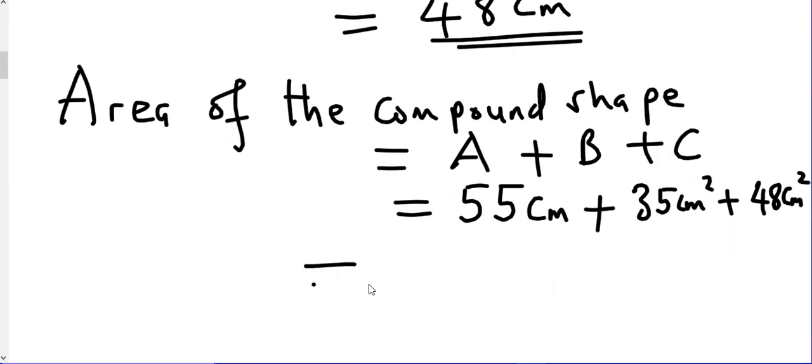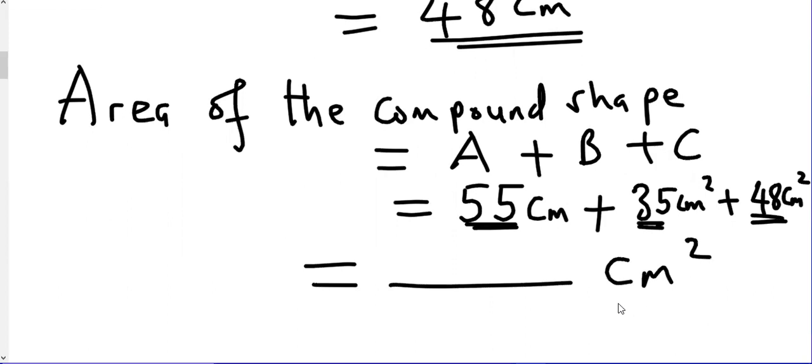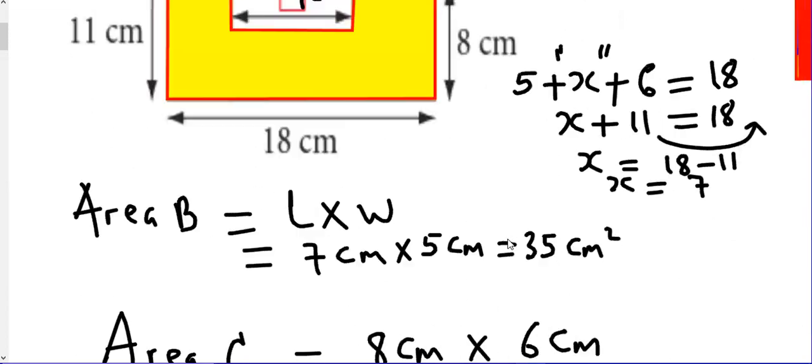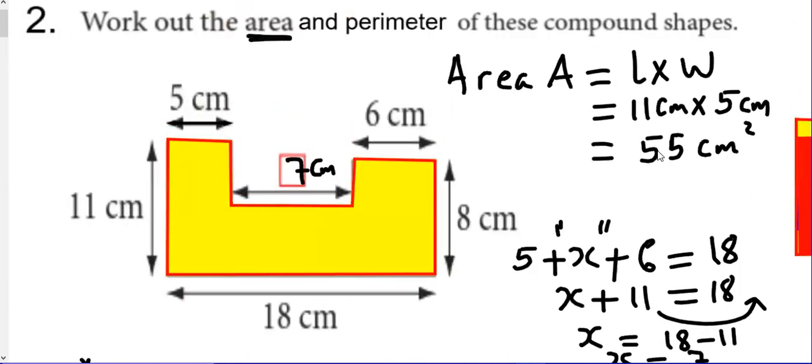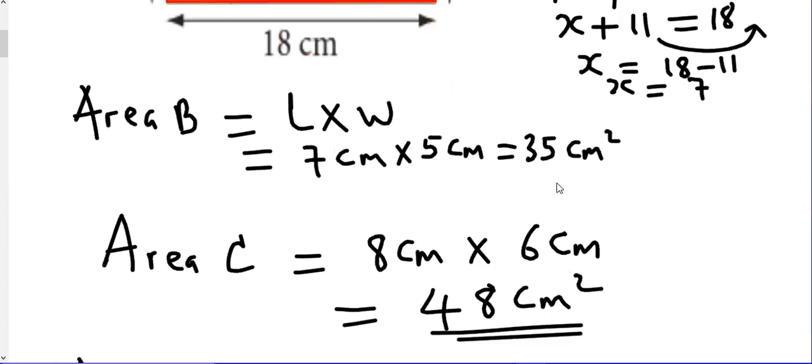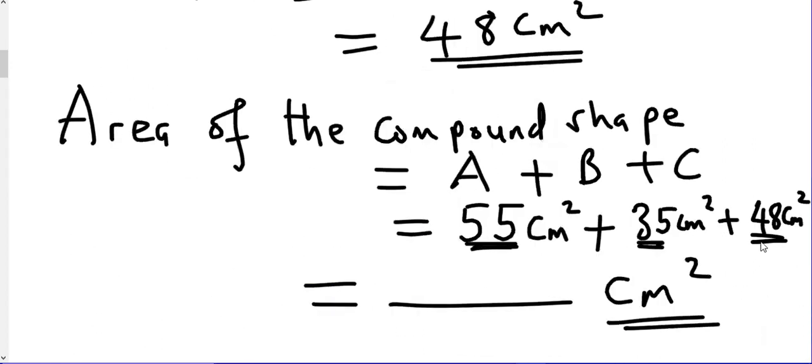Okay, now take your calculator. Go ahead adding 55 plus 35 plus 48. What is the answer? So you write it here, dash centimeters squared. Let me try to confirm. Area A is 55, area B is 35, area C is 48. So add all those, use your calculator. What do you think will be the final answer? Please finish that. Don't leave it blank.